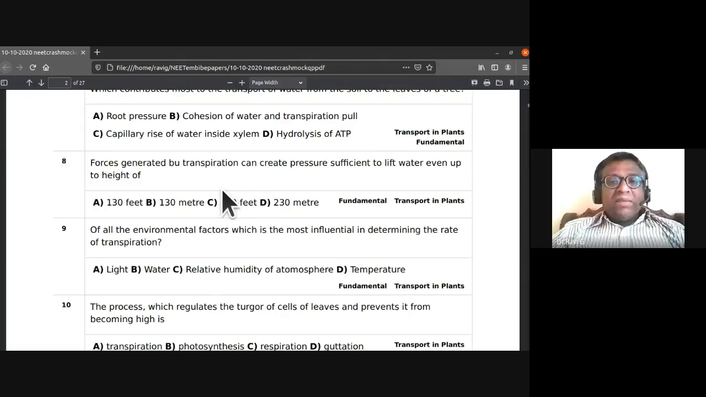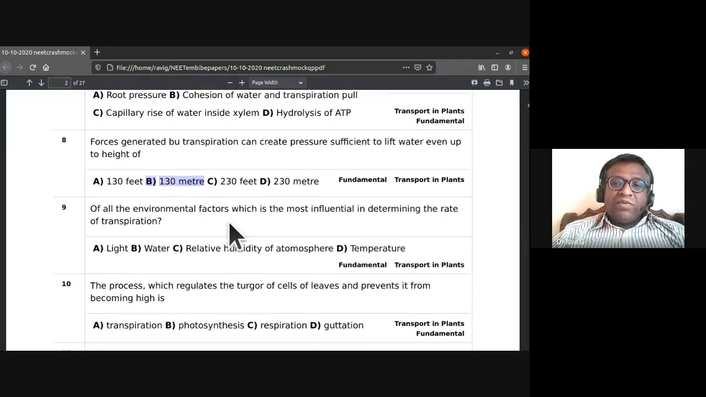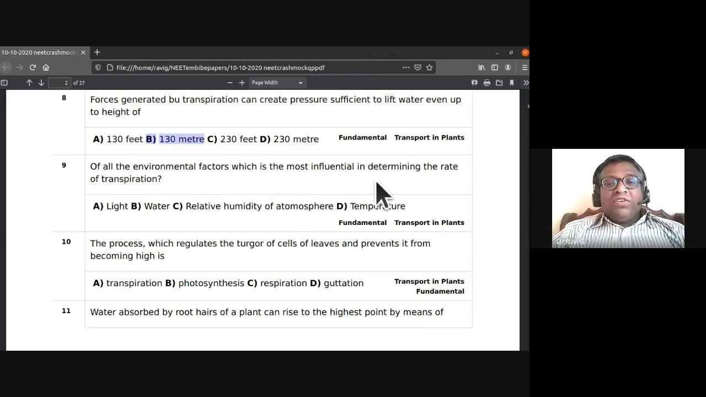Forces generated by transpiration can create pressure sufficient to lift water even up to a height of 130 feet, 130 meters, 230 feet, or 230 meters. So the answer is 130 meters. Even in your textbooks, the same concept has been given, that pressure is sufficient to lift water up to the height of 130 meters.